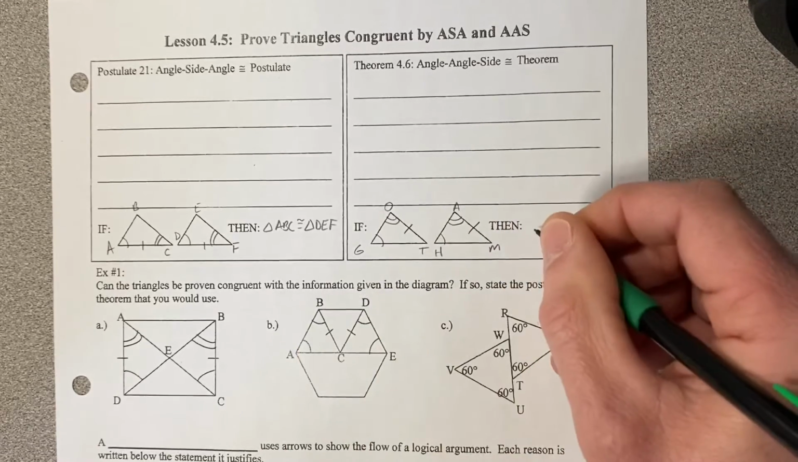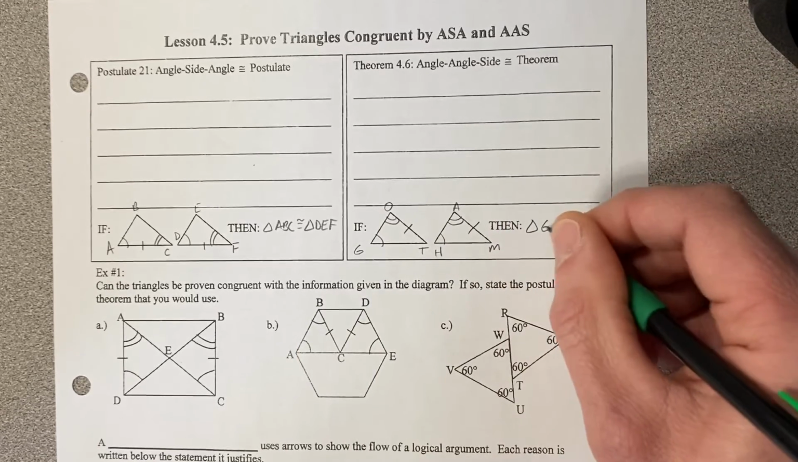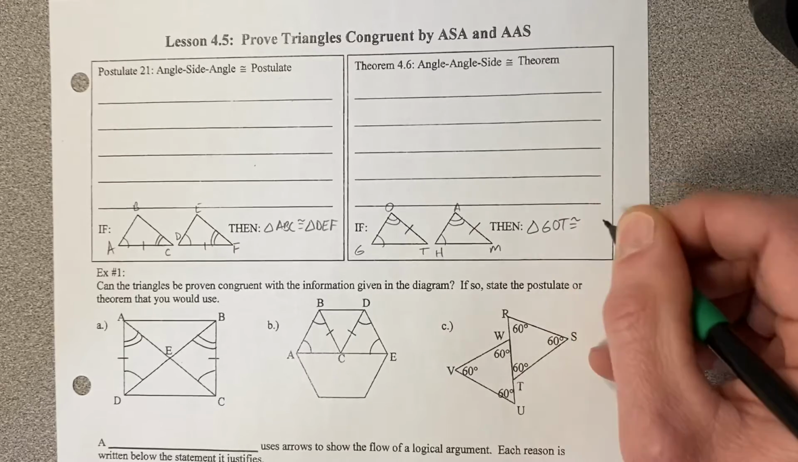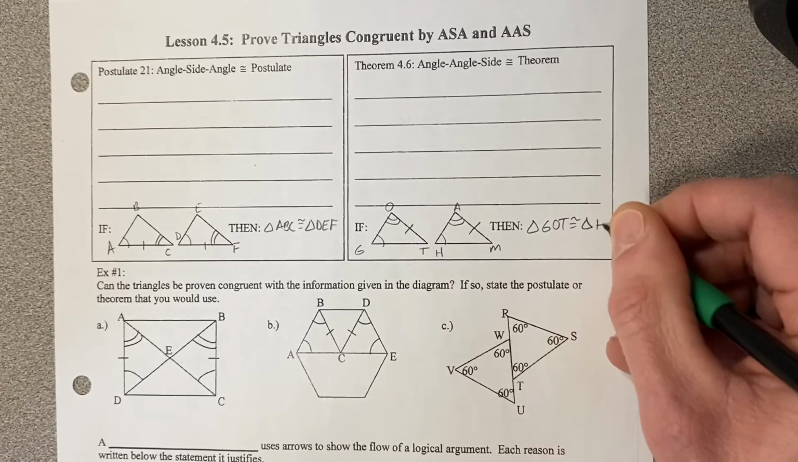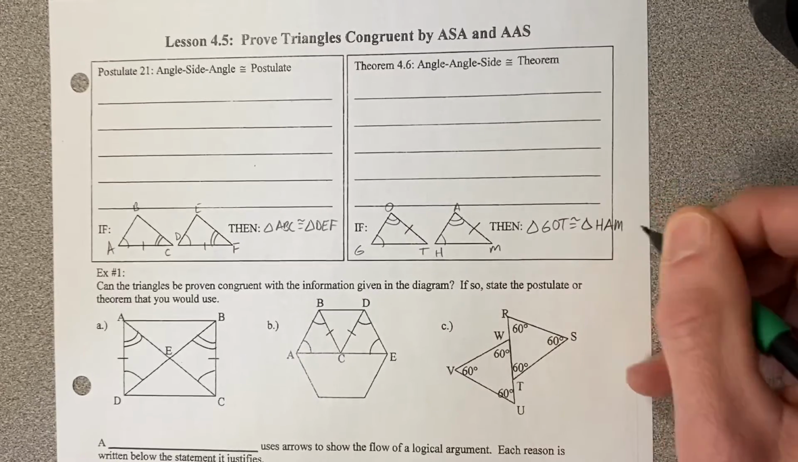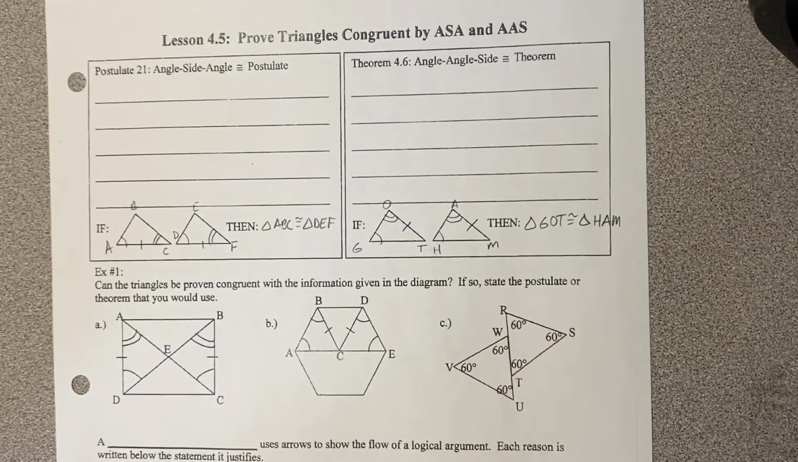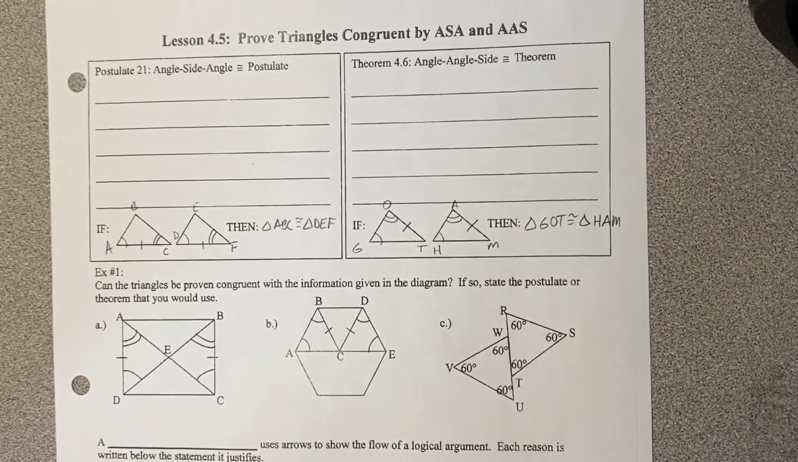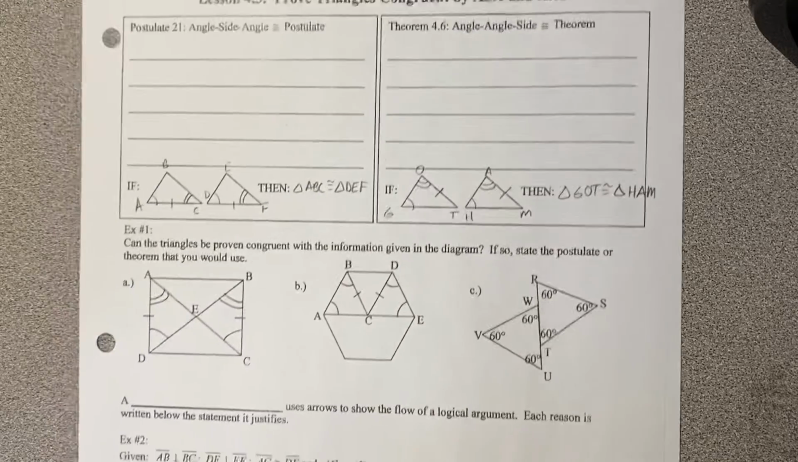So we've got triangle GOT congruent to triangle HAM by angle, angle, side. All right, so let's move on to example 1 here.